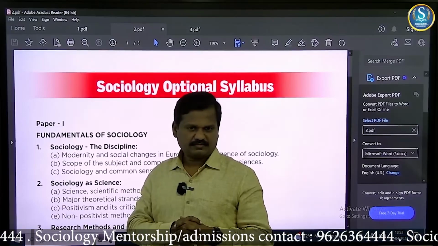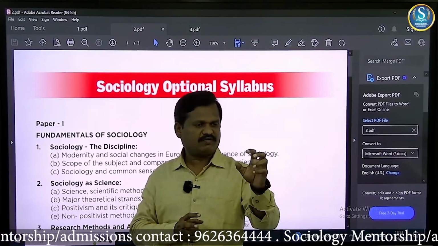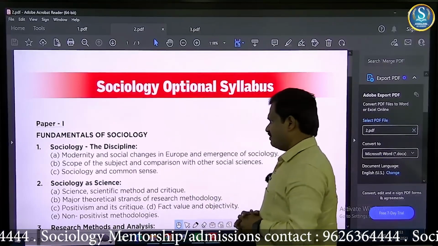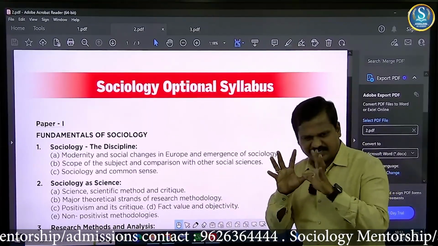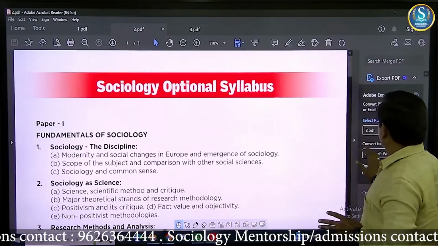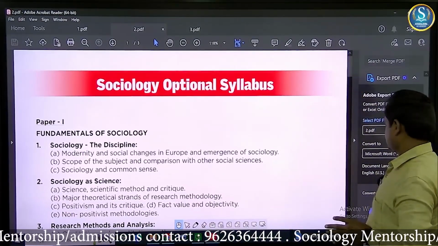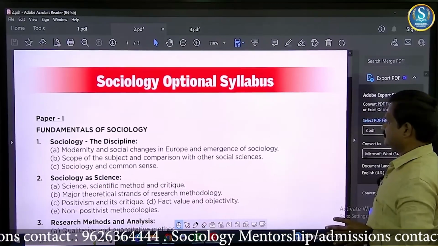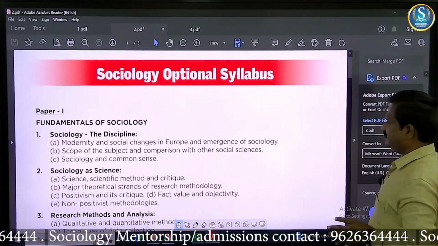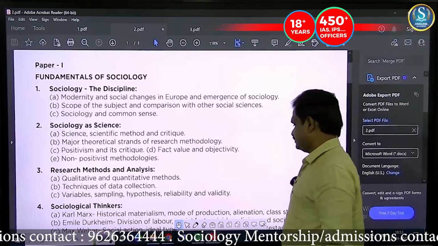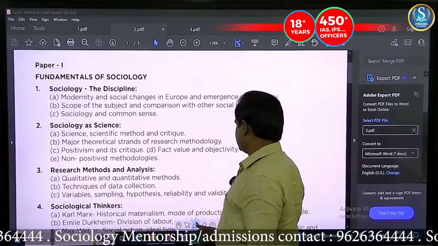How many units do you have in paper 1? In paper 1, you have 10 units, just 10 units. So, the first unit is modernity and emergence of sociology.